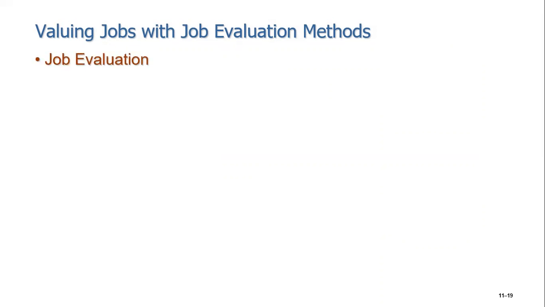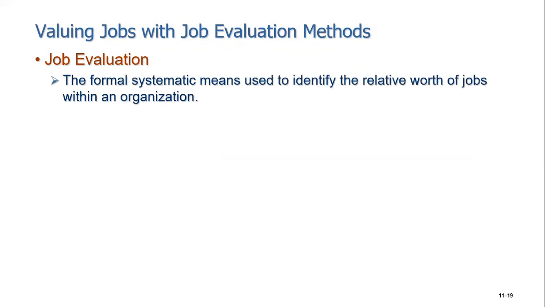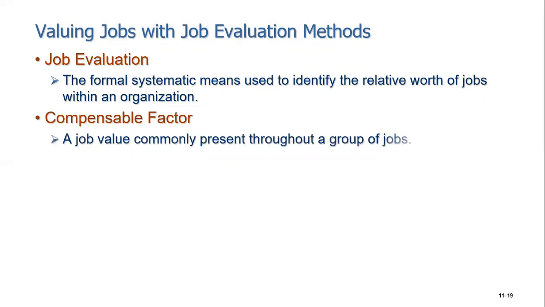Now let's talk about what job evaluation is. We have to evaluate a job, its worth. It's a formal systematic means used to identify the relative worth of a job within the organization. What is the worth of a job within the organization, and what are the systematic means to evaluate it? These are referred to as compensable factors. What are compensable factors? A job value commonly present throughout a group of jobs. What are the most commonly present values in jobs?